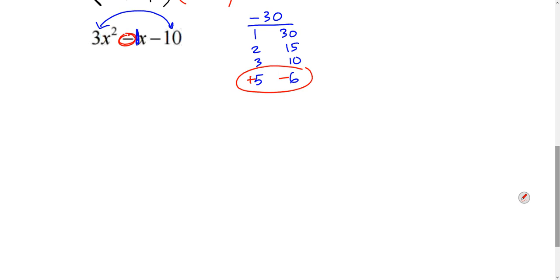So what we end up doing with that information now is we use it to replace this term. And since this term has an x, I'm going to attach x's to this. So this is 5x minus 6x. Then I bring down the first term, 3x squared. I bring down the last term, minus 10.